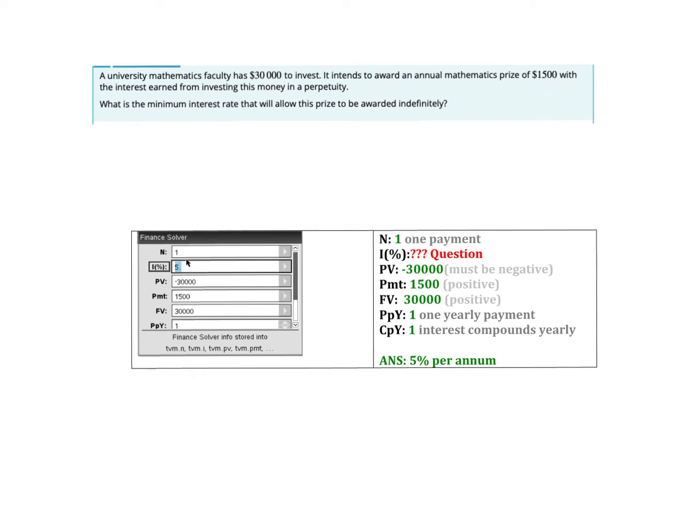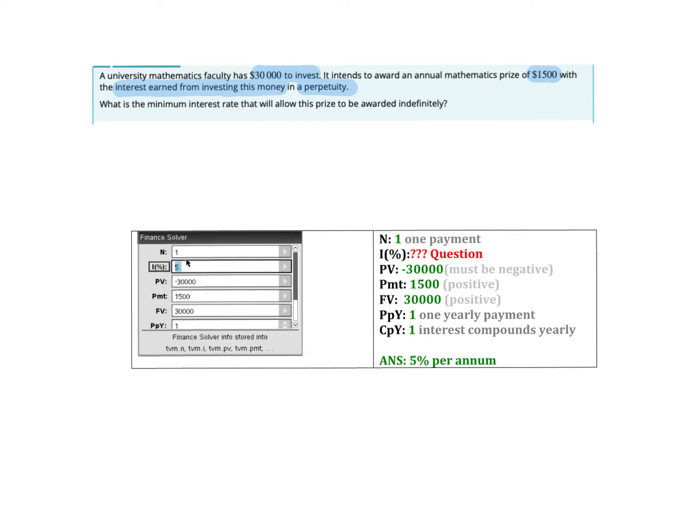Okay, so let's go through this question. A university mathematics faculty has $30,000 to invest. It intends to award an annual mathematics prize of $1,500 with the interest earned from investing this money in a perpetuity. So they were nice. They told you it's a perpetuity. So you can go through and write in a few of your things here.